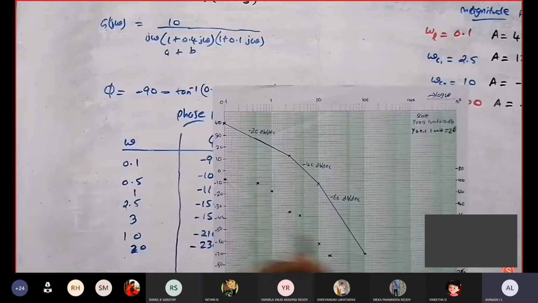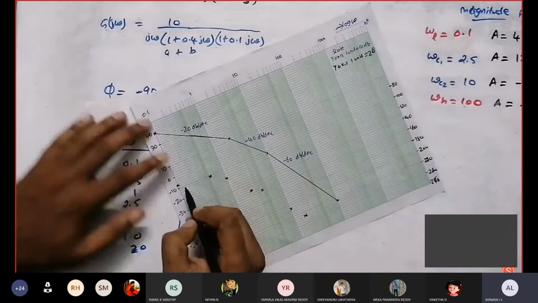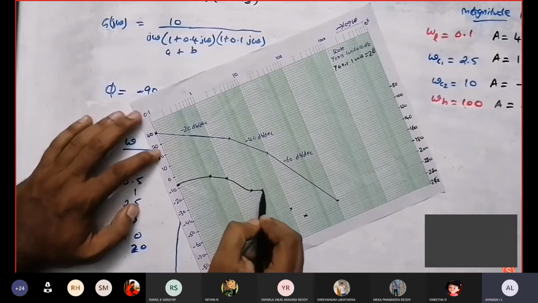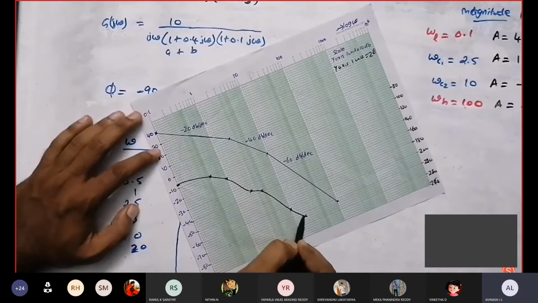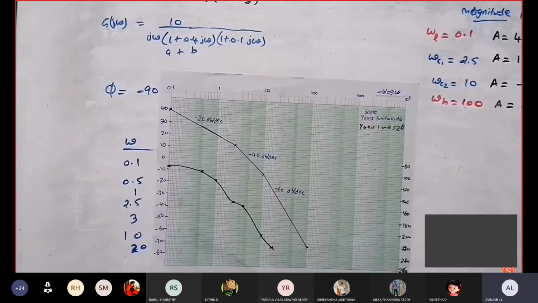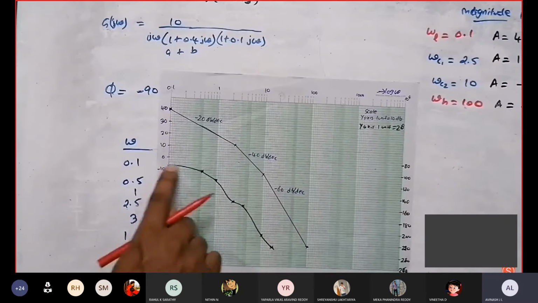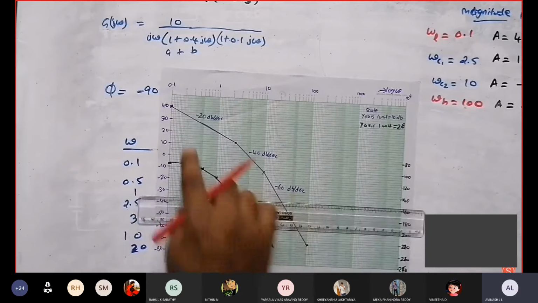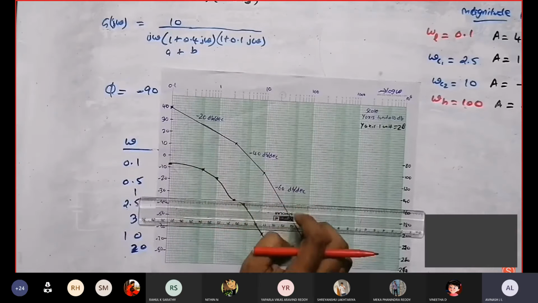Okay. Now for drawing the phase plot, you can use freehand. For drawing the magnitude plot, you need to use a scale. But for the phase plot, you can simply use your freehand and join the points like this. So this will be our phase plot. Thus we get the magnitude plot, and this is our phase plot. From this we can find the gain crossover frequency and phase crossover frequency. Magnitude is our gain.